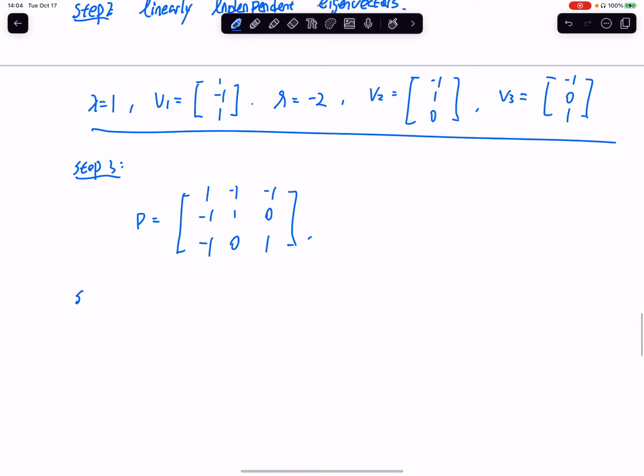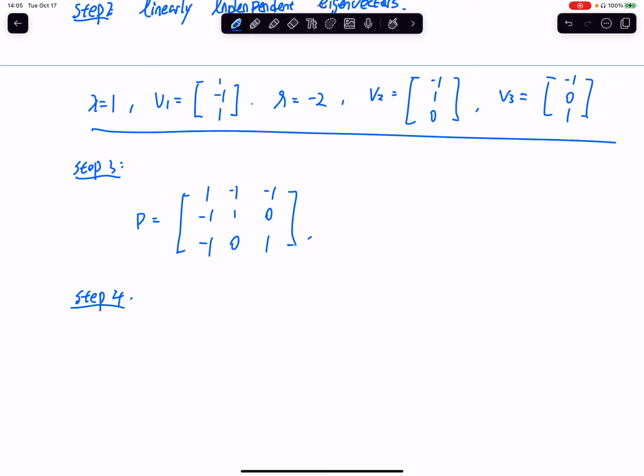And then the last step, which is to construct D from the corresponding eigenvalues. So in this step, it is essential that the order of the eigenvalues matches the order of the chosen columns of P. So we need to use the eigenvalue lambda equals minus 2 twice, one for each of the eigenvectors corresponding to lambda equals minus 2.